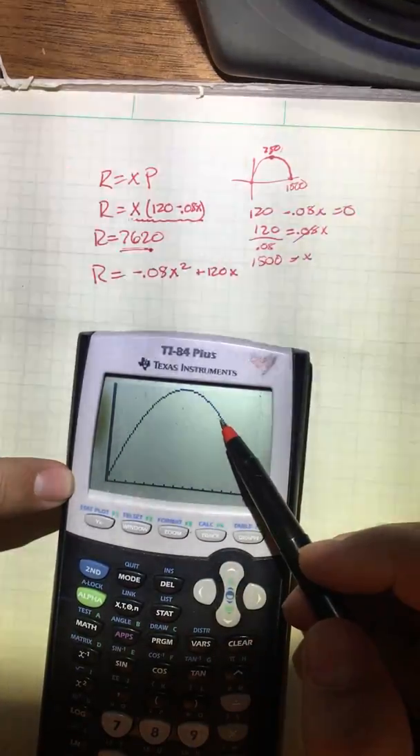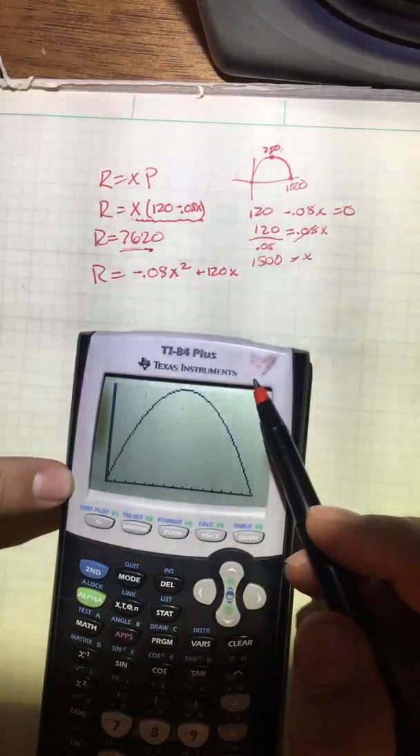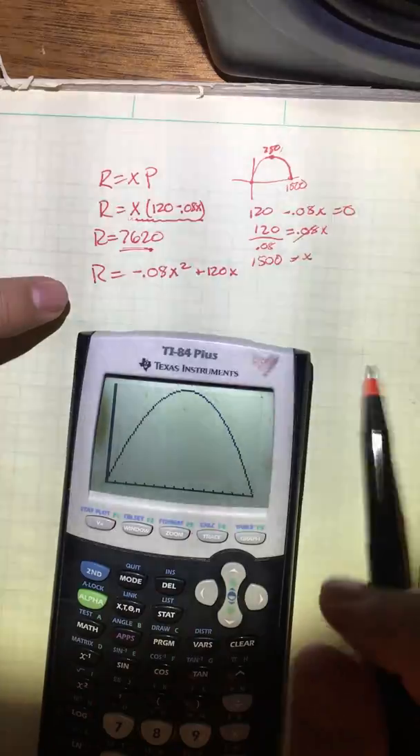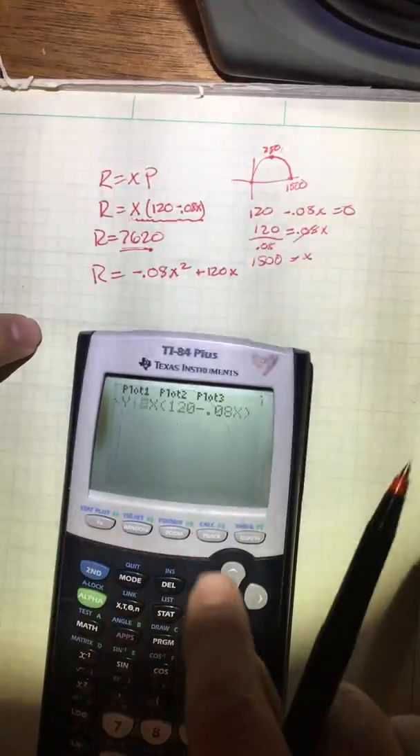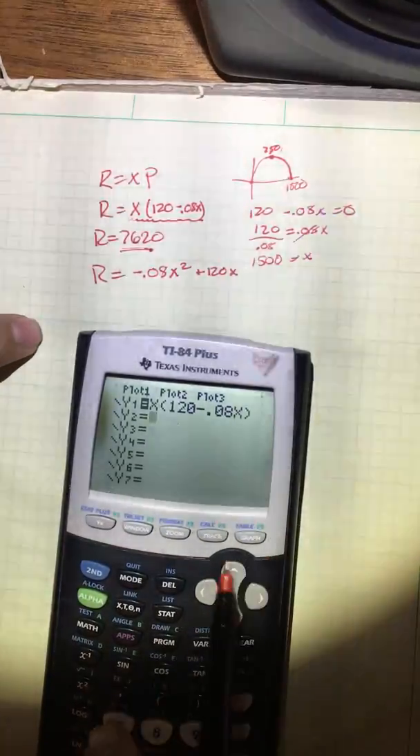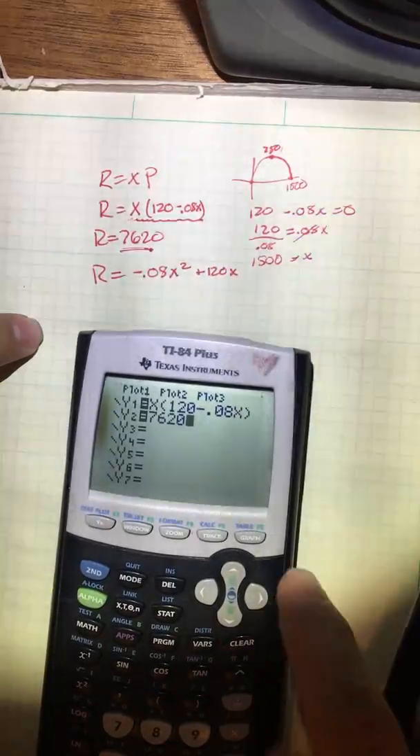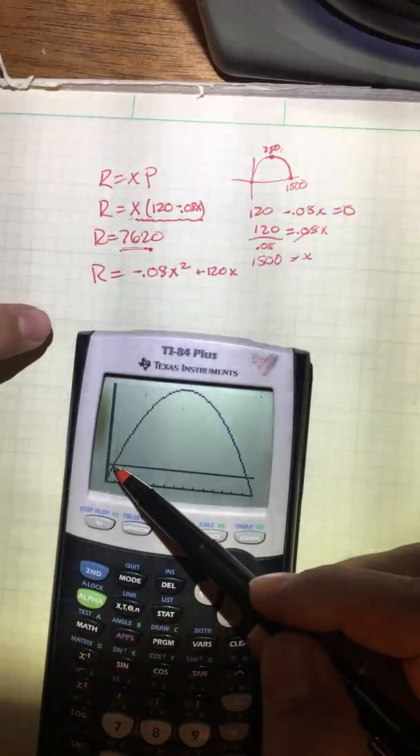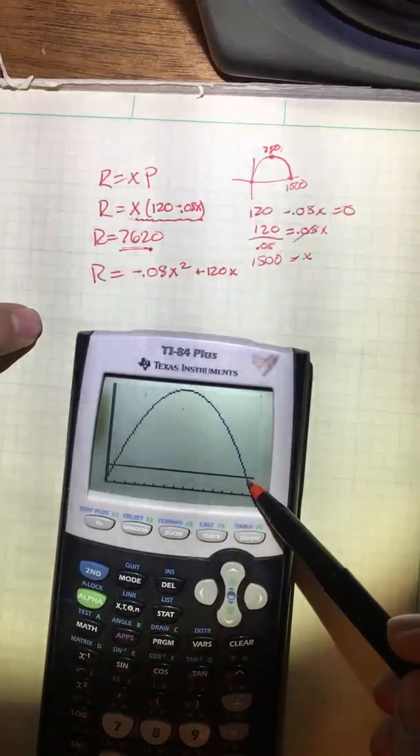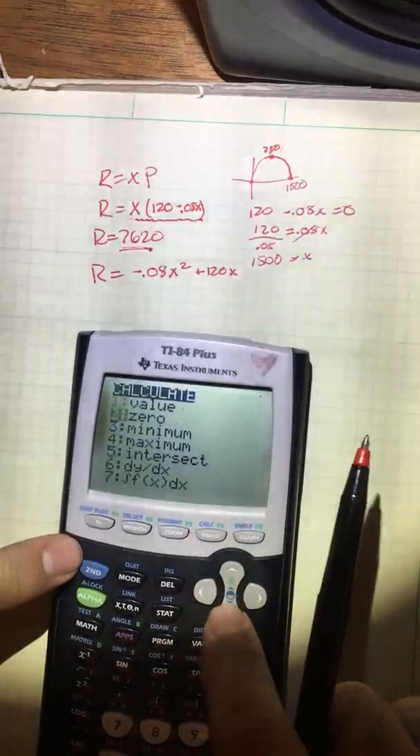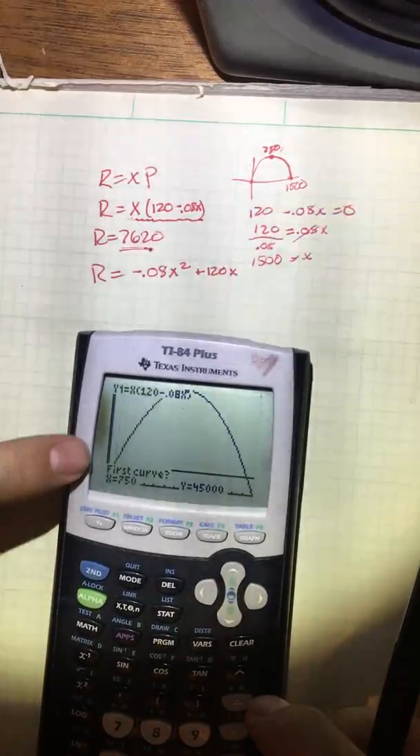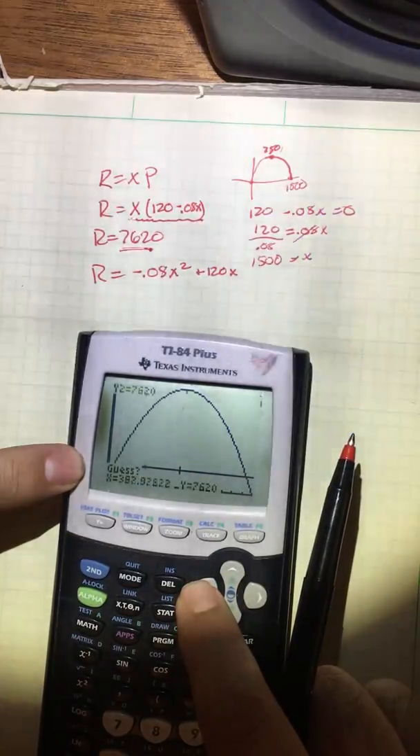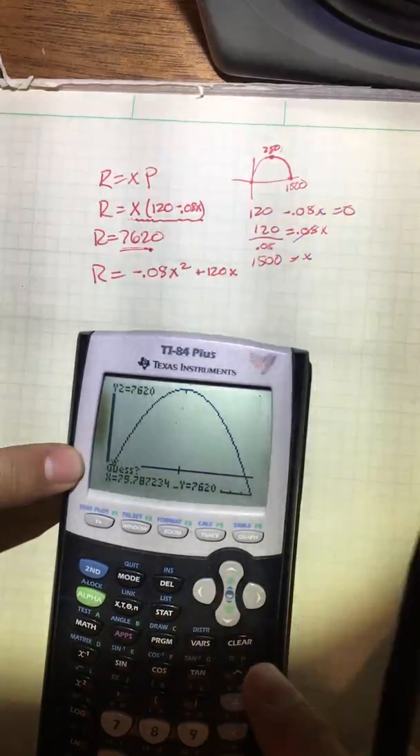That upper point right there has an X value of 750 and a Y value of 45,000. The question says, where is the revenue equal to $7,620? So if I just go Y equals 7,620, the number of items produced is this value and that value. So I'll go second calc intersection, first curve, second curve, and then just scroll over. Just hit enter, and scroll over so that I'm at this one.